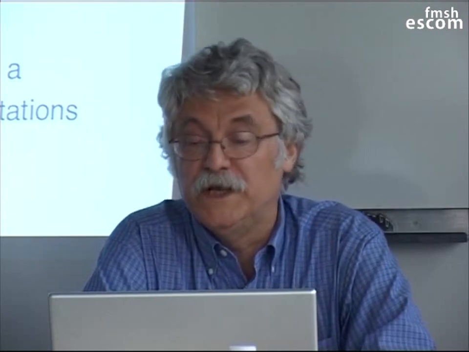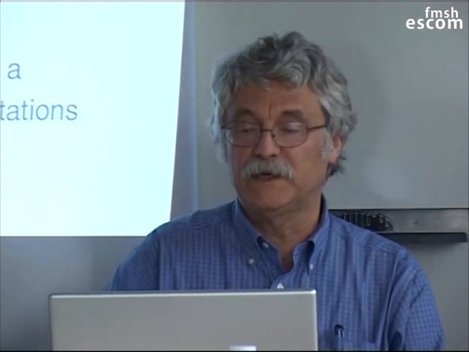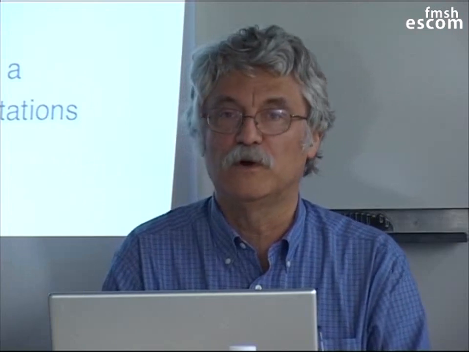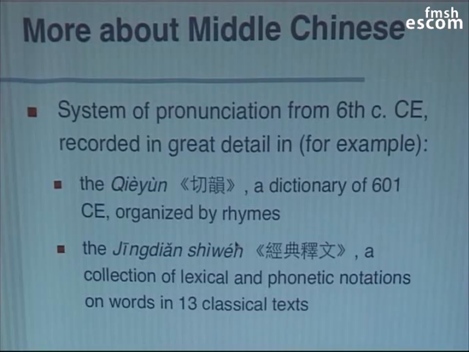Another important resource is the Jingdian Shiwen, which is not a dictionary, but a commentary on 13 classical texts, which basically, in the order in which they appear in the texts, gives you what apparently the author considered to be difficult words or words which might pose some difficulty to the reader, especially cases where there might be more than one pronunciation, to know which pronunciation occurs in a particular context. Now, we can't assume that this is always correct. I mean, he was a long way from the Old Chinese period also, but it is a very valuable resource, and he also has Fanqie spellings. And the thing the Jingdian Shiwen has, which the Qieyun does not have, is lots of examples in context that allow you to see what the reading practice was in the 6th century, or one reading practice.